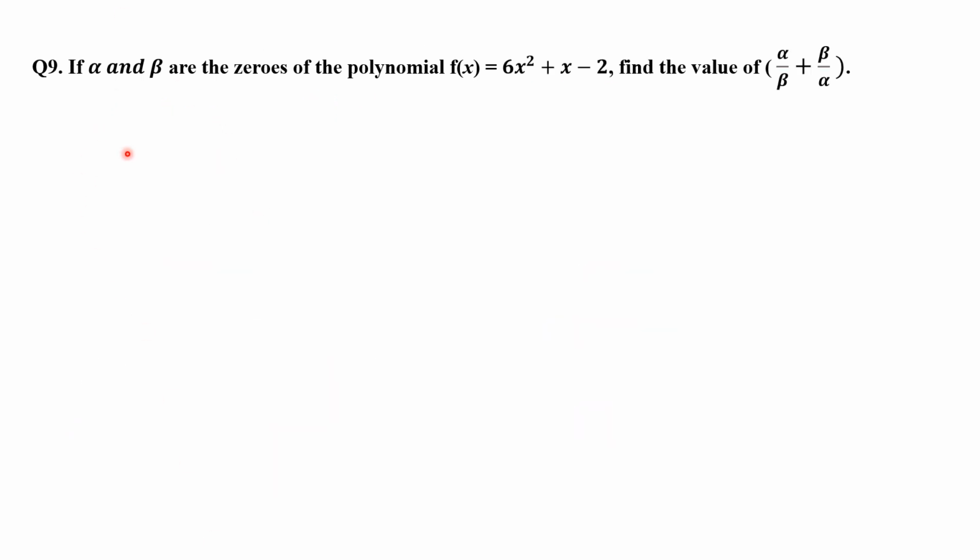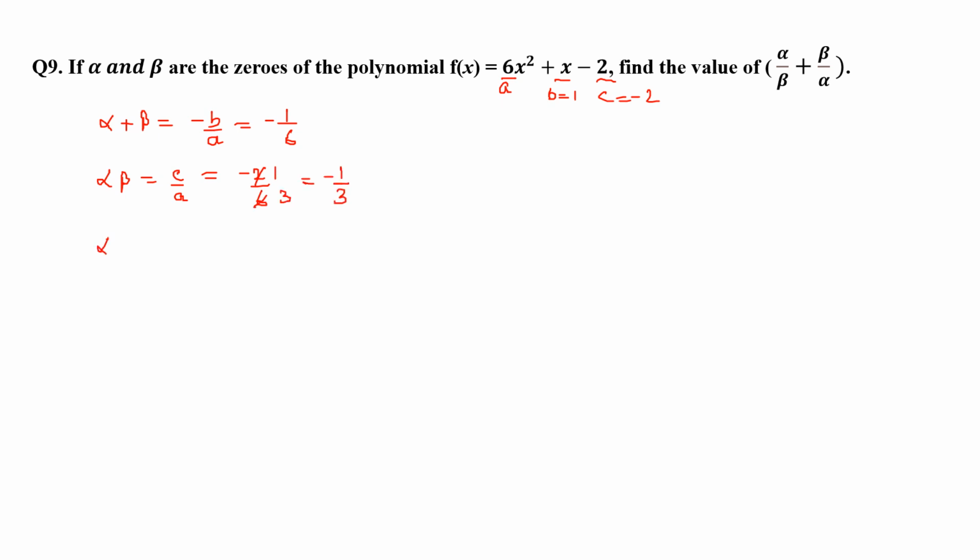Question number 9: if alpha and beta are the zeros of the polynomial this, then find the value of alpha by beta plus beta by alpha. Now if you compare this with the general polynomial, your a value is 6, b value is 1 and c value is minus 2. Let's find alpha plus beta, which is equal to minus b by a, which is equal to minus 1 by 6. Alpha beta is c by a. So your c is minus 2, a is 6, and if you reduce it, you will get minus 1 by 3.